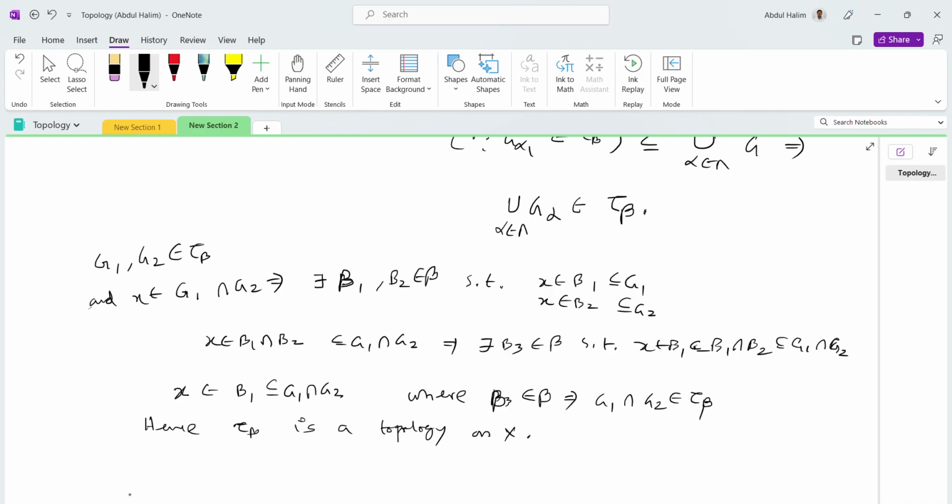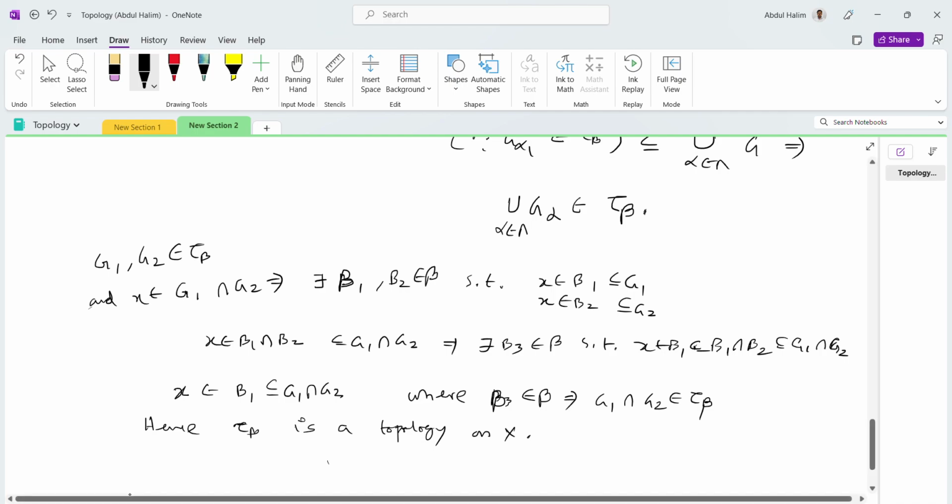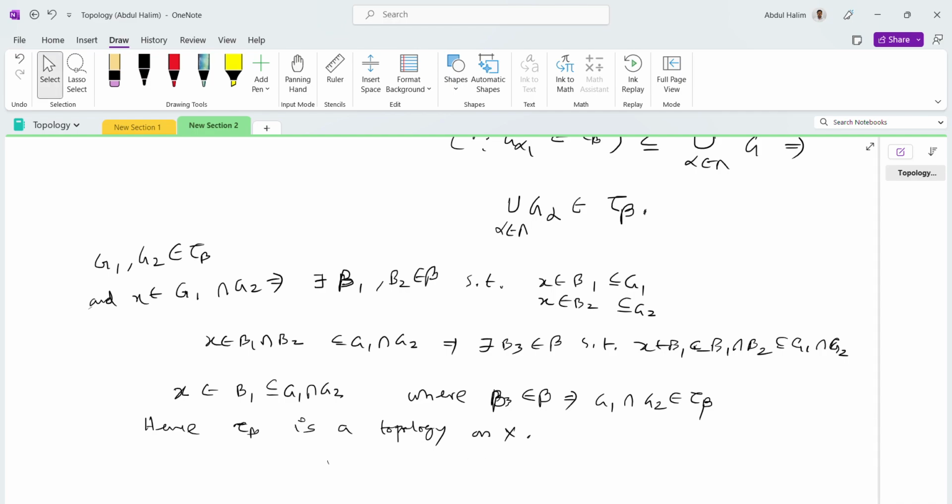So what do we get from this information? That the base forms a topology, or a unique topology can be distinguished by its base. But a topology has not only one base, it may have many bases.